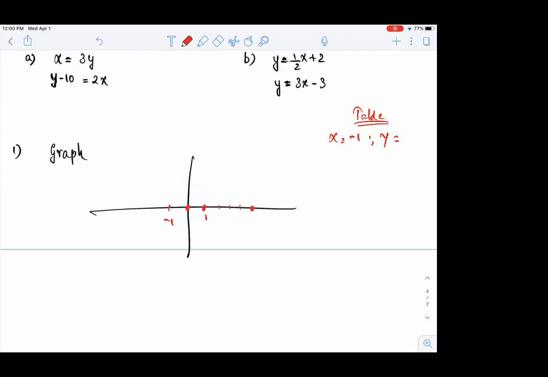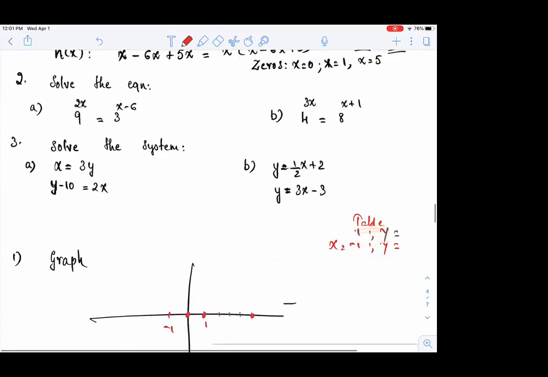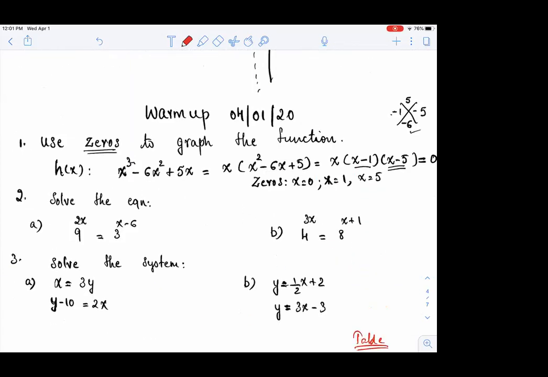Use a calculator really quick. Okay, anyone tell me when x is equal to negative 1, you're going to substitute right here. What is the y value?